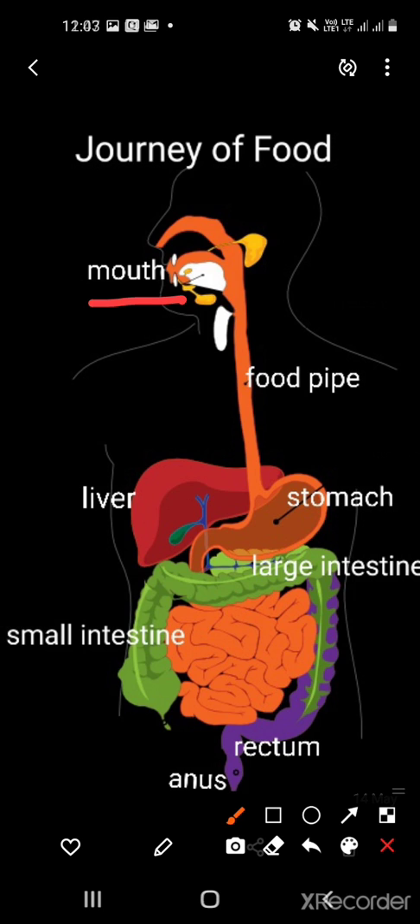And then what is the function of the stomach? Here you can see a bag like structure, a balloon like structure. This is known as the stomach. So what is the function of the stomach? First of all, what is the function of the mouth?